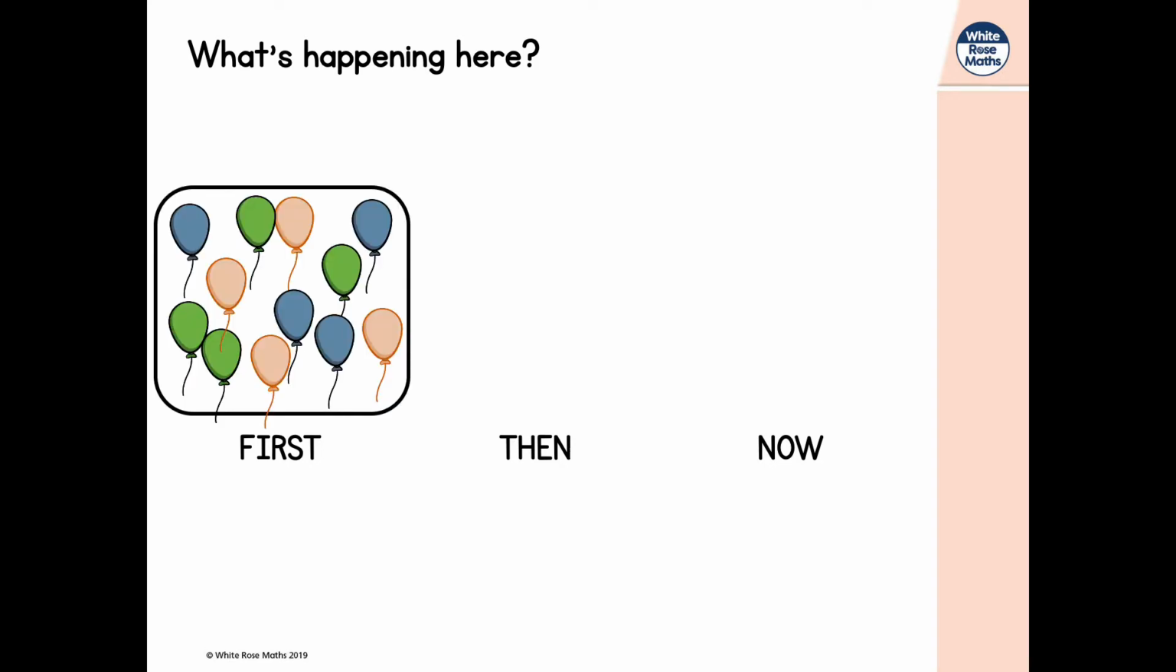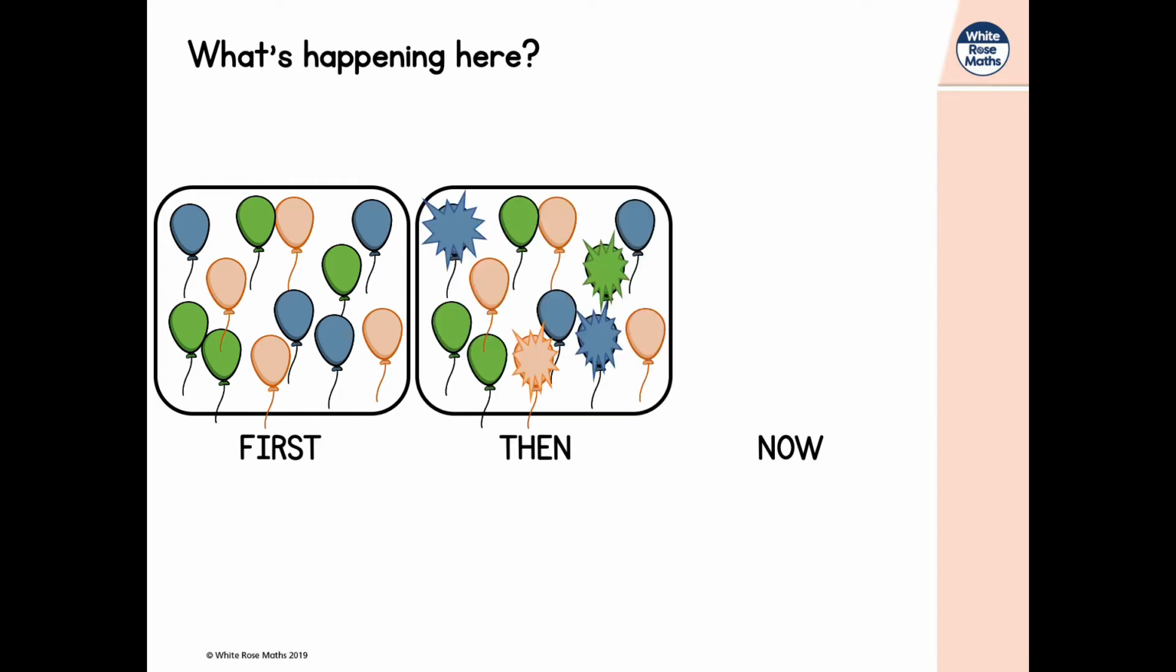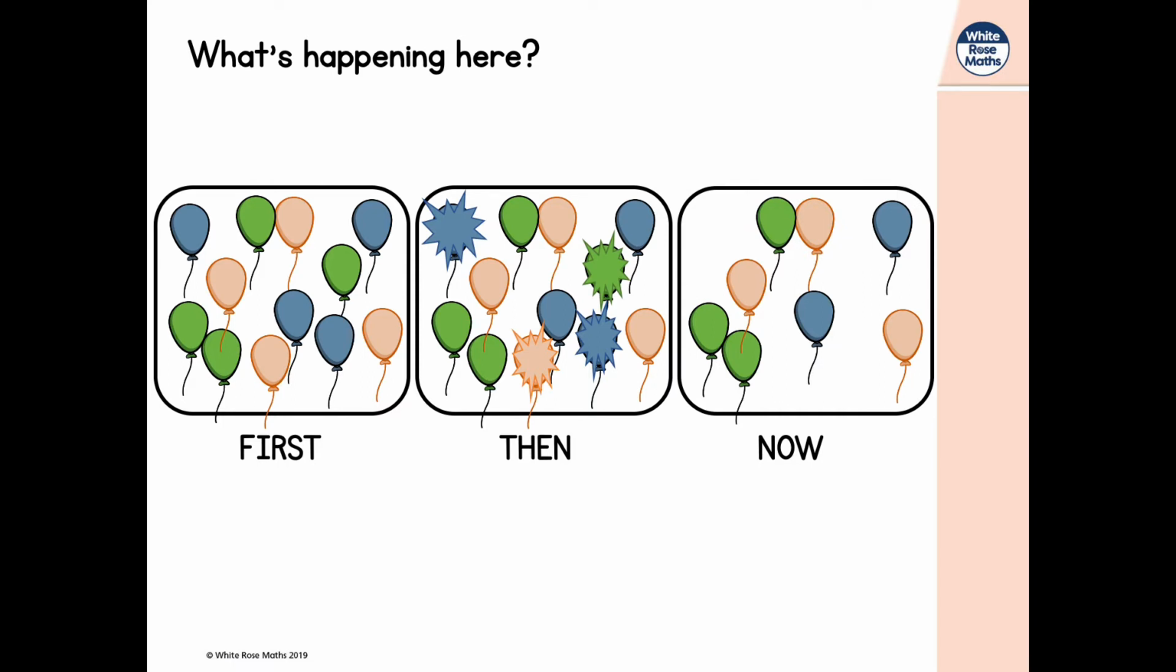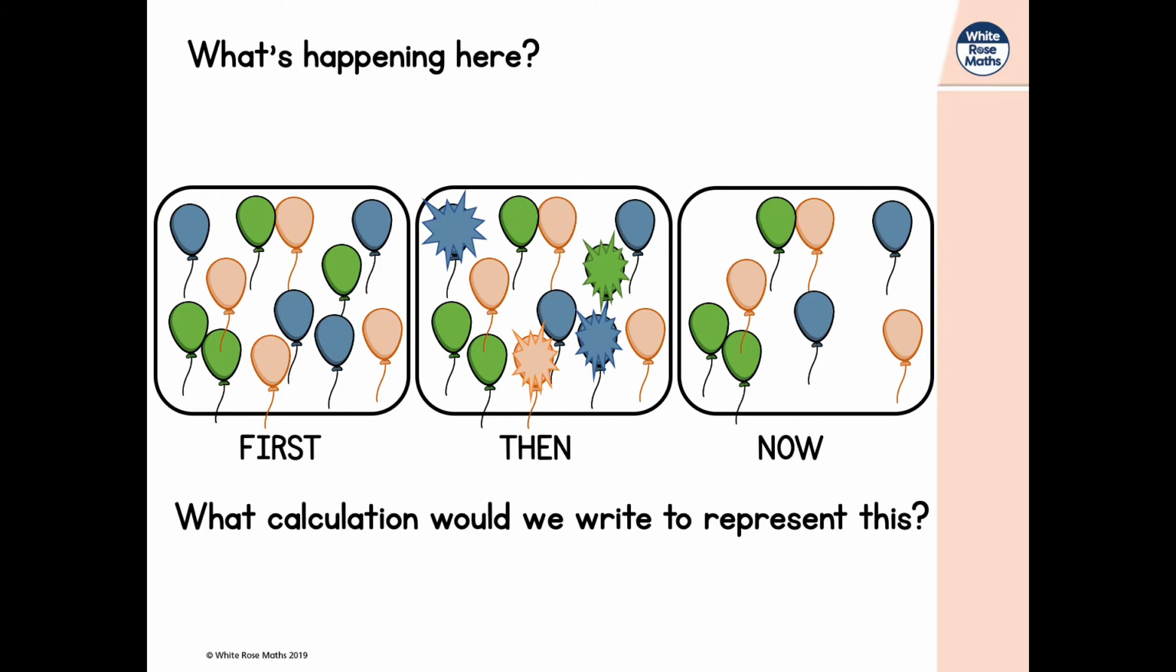Whoa, first there were some balloons. Oh dear, then something happened. It looks like some of them burst. And now, well, there don't seem to be as many there. What calculation would we write to represent this? I'm going to pause here so that you can have a go. Count the balloons, tell the story, and see if you can come up with a calculation. And when you're ready, come back. We'll check the answer together.